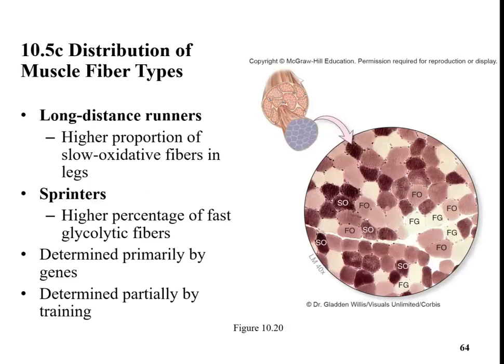Here's the big difference I want you to take away from this: slow oxidative fibers versus fast glycolytic fibers, especially for the test. You'll see long distance runners are going to have a higher proportion of slow oxidative fibers in their body just from conditioning, whereas sprinters are going to have a higher percentage of fast glycolytic fibers. This is going to be determined primarily by genes, but also partially by training. So, again, definitely know the difference between slow oxidative fibers and fast glycolytic fibers.